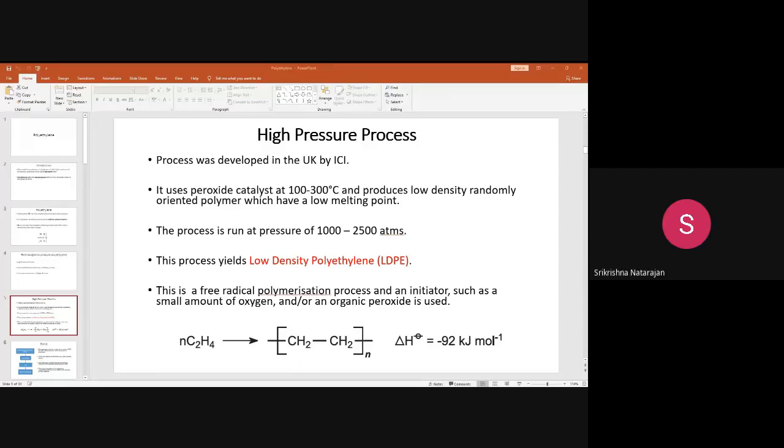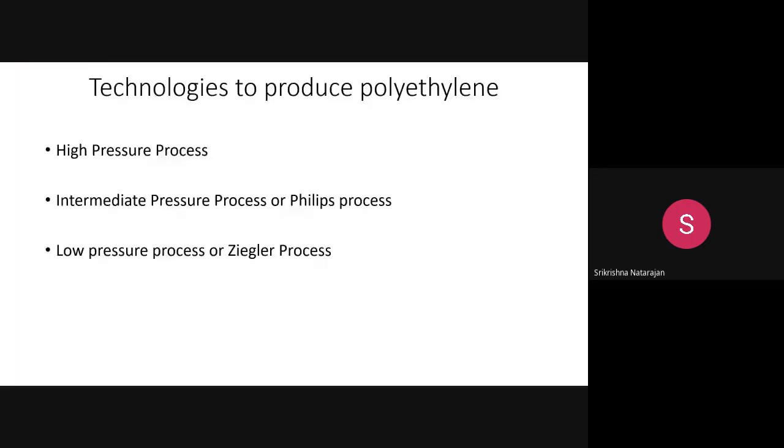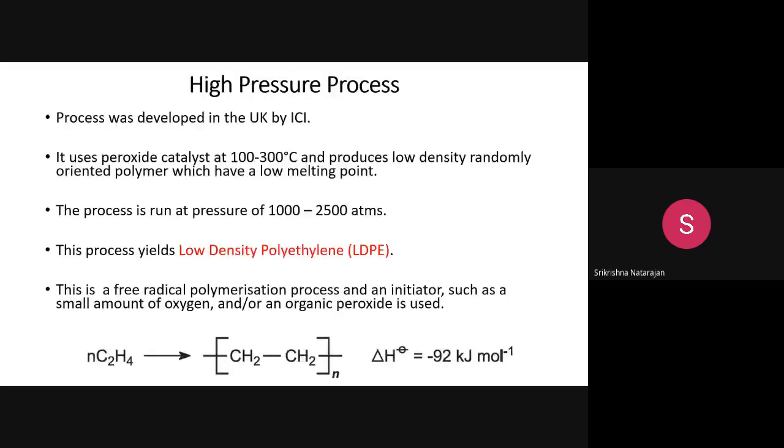So we will continue. I will explain the process once again. Let us go back to the previous slide. There are three technologies to produce polyethylene. One is the high pressure process, another is the intermediate pressure process, or the Phillips process, and next is the low pressure process or Ziegler process. First we will see the high pressure process. From the name itself you can understand that you are going to use a high pressure. This process was developed in the UK by ICI, the Imperial Chemical Industries.